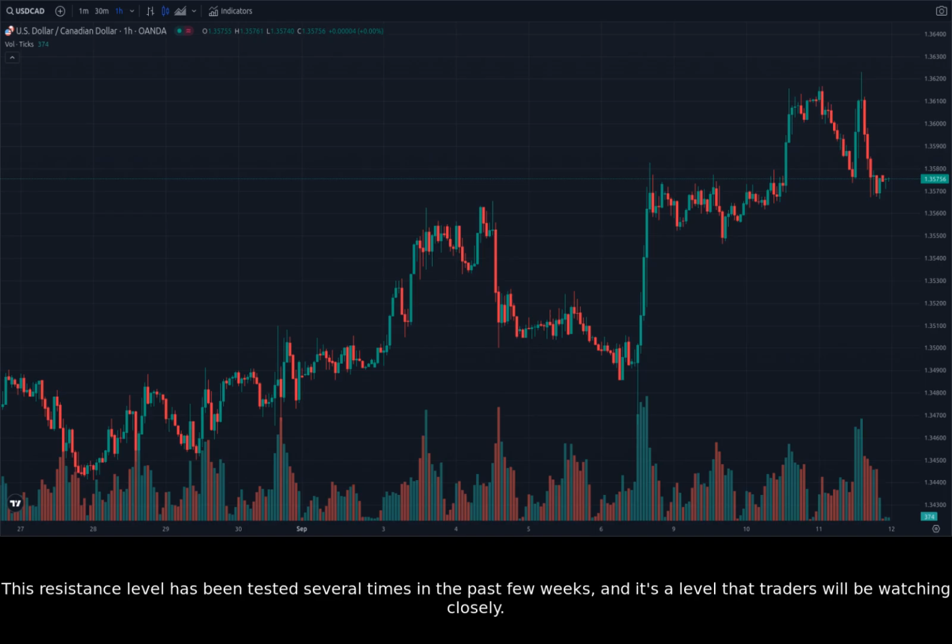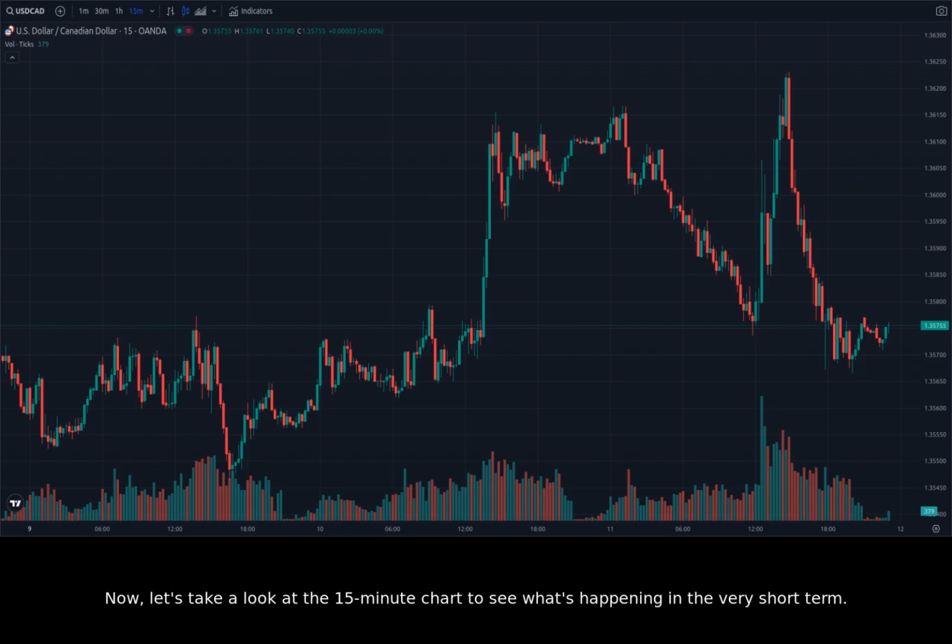This resistance level has been tested several times in the past few weeks, and it's a level that traders will be watching closely. Now, let's take a look at the 15-minute chart to see what's happening in the very short term. The 15-minute chart shows that USDCAD has been trading in a choppy manner. The price has been bouncing back and forth, suggesting that traders are unsure of the direction of the market. This choppiness is typical of the short-term time frame, and it can make trading more difficult.